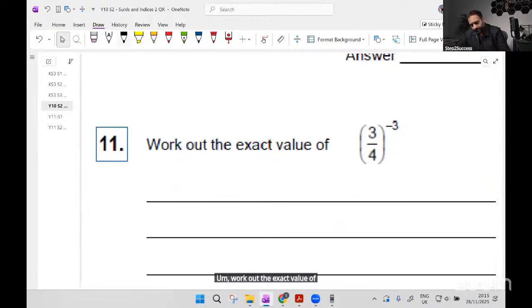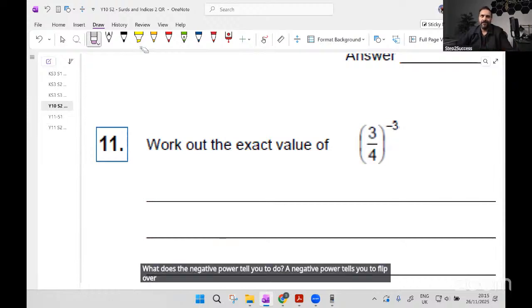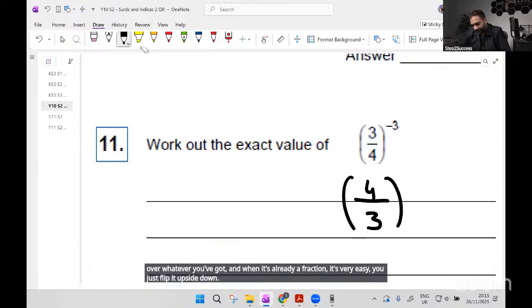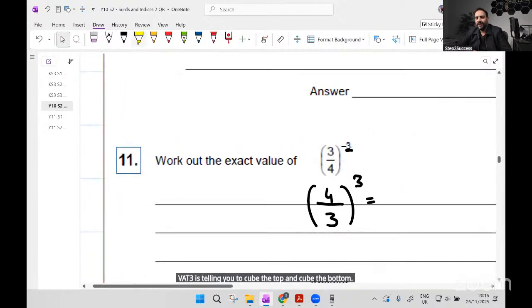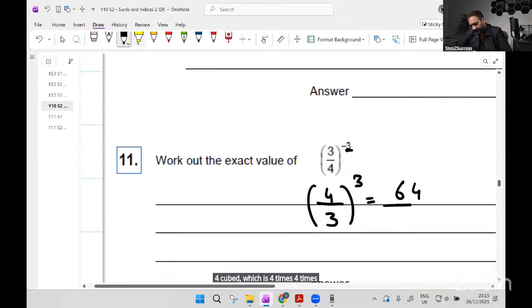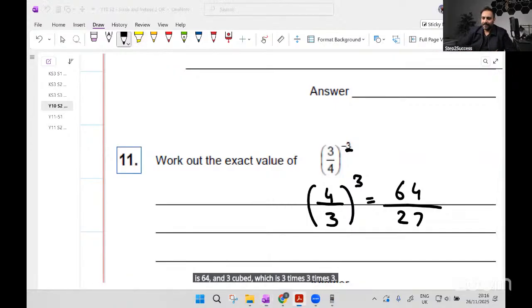Okay. What does a negative power tell you to do? A negative power tells you to flip over whatever you've got. And when it's already a fraction, it's very easy. Just flip it upside down. That's what the minus does. But there's a 3 still there. That 3 is telling you to cube the top and cube the bottom. 4 cubed, which is 4 times 4 times 4, is 64. And 3 cubed, which is 3 times 3 times 3, is 27. And that is the exact value of that.